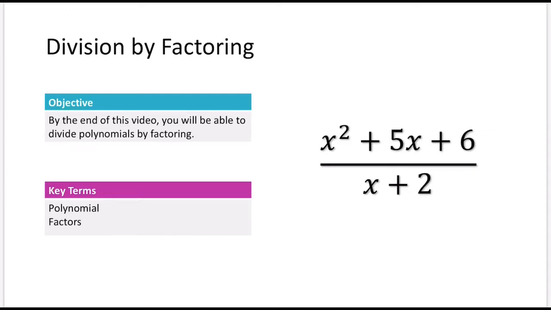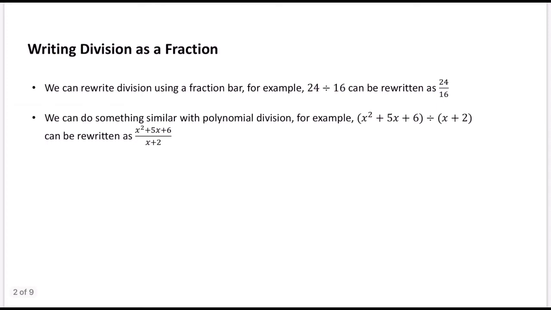So in this video, we're going to talk about how to divide polynomials by factoring. What we can do is rewrite division as a fraction. For example, if we have 24 divided by 16, we can rewrite that as 24 over 16. We can do something similar with polynomial division. For example, x squared plus 5x plus 6 divided by x plus 2 can be rewritten as x squared plus 5x plus 6 over x plus 2.